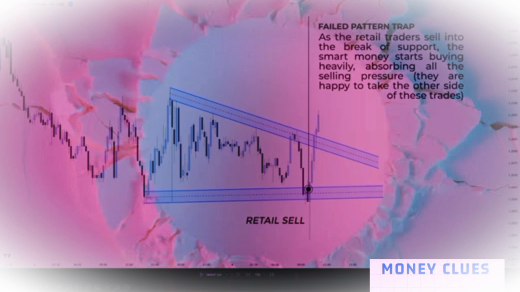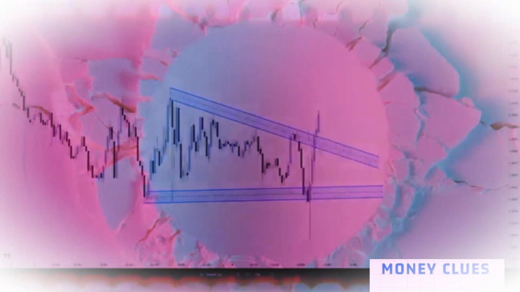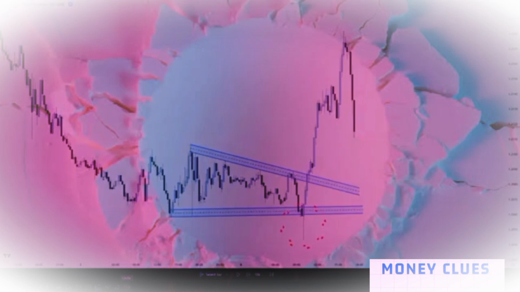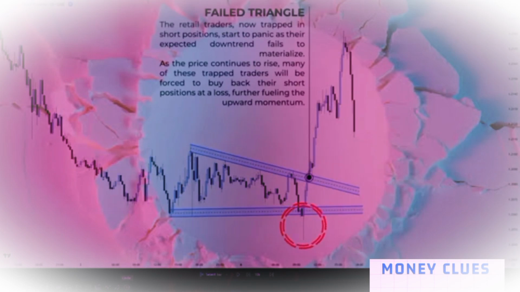As retail traders sell into the break of support, smart money begins to buy heavily, absorbing all the selling pressure. They understand that the break of support has likely triggered new sell orders from retail traders, and they are eager to take the opposite side of these trades. After briefly dipping below the broken support level, the price suddenly reverses and starts to rise.